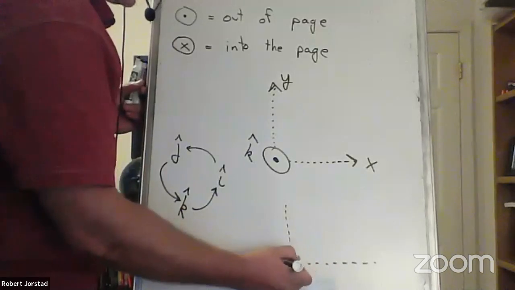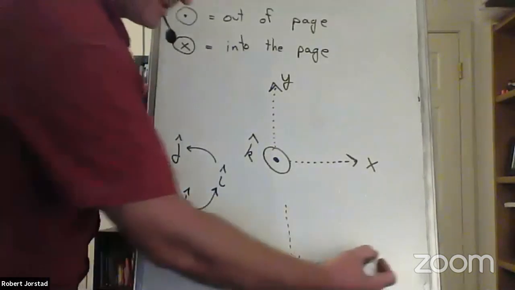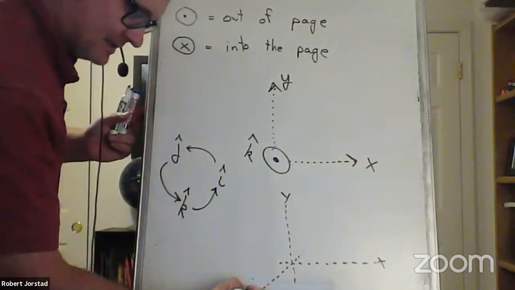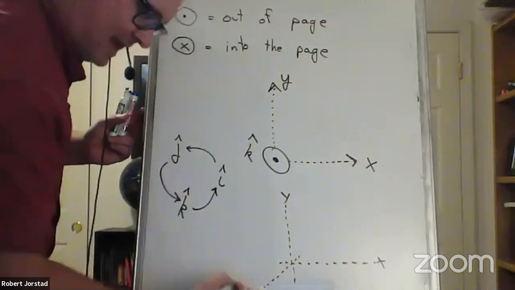Now, sometimes you'll see this drawn this way, where Y goes up, X goes this way, and then what they'll do is they'll draw Z going this way. So this is sometimes how that's drawn. And people don't like this, but too bad.